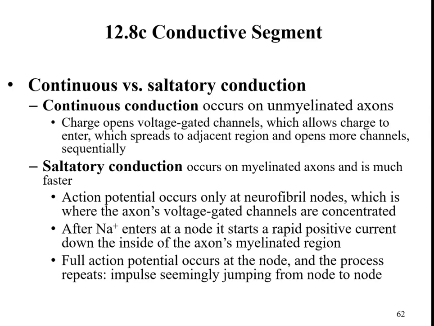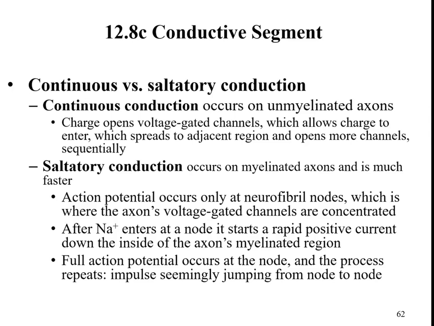Okay, continuous versus saltatory conduction. So continuous conduction, this is going to occur on unmyelinated axons. And this is what we've been seeing. This is where the charge opens the voltage-gated channels, which allows the charge to enter and then spreads to the adjacent region and opens more channels sequentially and so on and so forth. This is what we've been talking about, is continuous conduction all the way down an axon. Saltatory conduction, on the other hand, this is going to occur on myelinated axons, and it's much, much faster than continuous conduction.